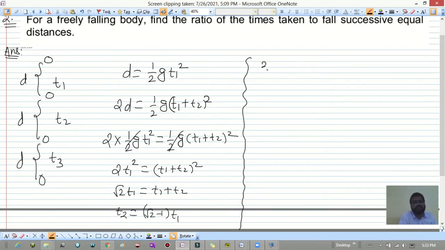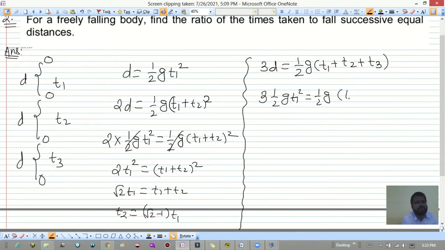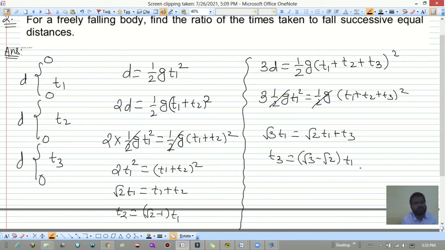Okay. Now once we got t2, now calculate t3. How to calculate t3? We know 3d is equal to half g t1 plus t2 plus t3 whole squared. But what is t1 plus t2? Root 2 t1. And d is 1 by 2 g t1 squared. Now this 1 by 2 g gets cancelled. We have root 3 t1 is equal to root 2 t1 plus t3. So what is t3? It is root 3 minus root 2 into t1.